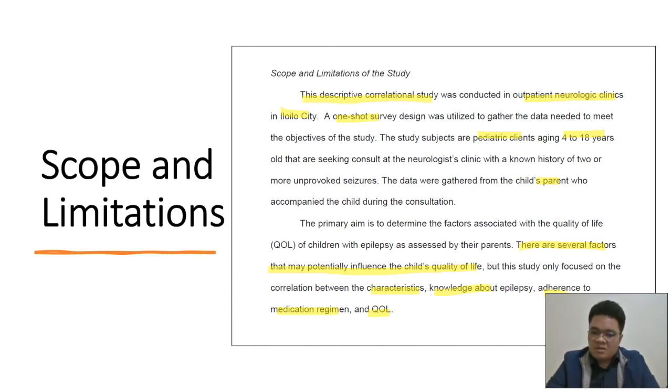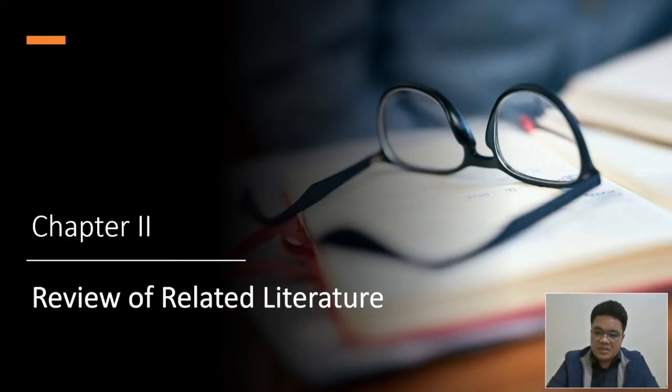And then also a point that you need to remember, this is not supposed to be in the past tense if you are preparing for your proposal. It needs to be in the future tense. So you say, this descriptive correlational study will be conducted in outpatient neurologic clinics in Iloilo City. A one-shot survey design will be utilized. So that's how you will be stating your scope and limitations.